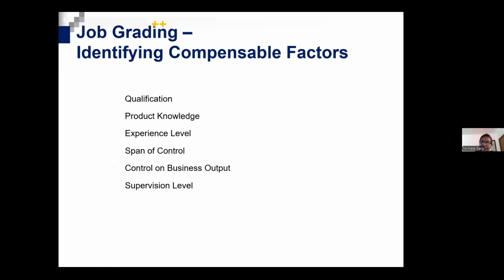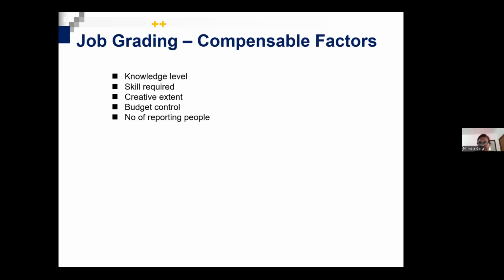Can you name some compensable factors? For example, in a higher job, decision making. Any other? Budgetary control. Higher the job, leadership, there will be more number of people, business impact, client interaction. So these are some of the compensable factors for which we pay.